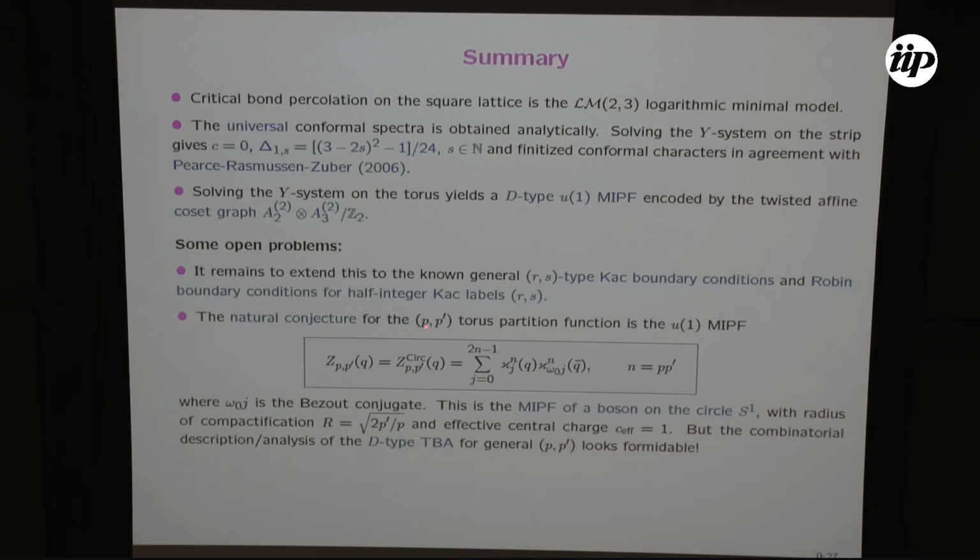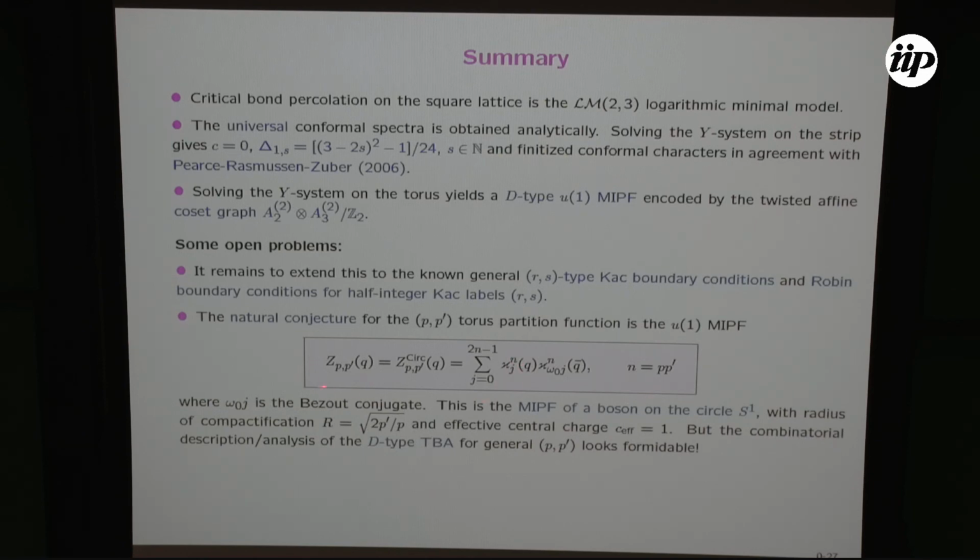We only looked at the case (p,p') equal to (2,3), corresponding to percolation. That's just one of the smallest examples beyond critical dense polymers where everything is known quite explicitly. That's the case (p,p') equals (1,2). But based on (1,2) and (2,3), it's a natural conjecture to say that the modular invariant partition function should take this form, where omega 0 j here is just the Bezout conjugate of j.